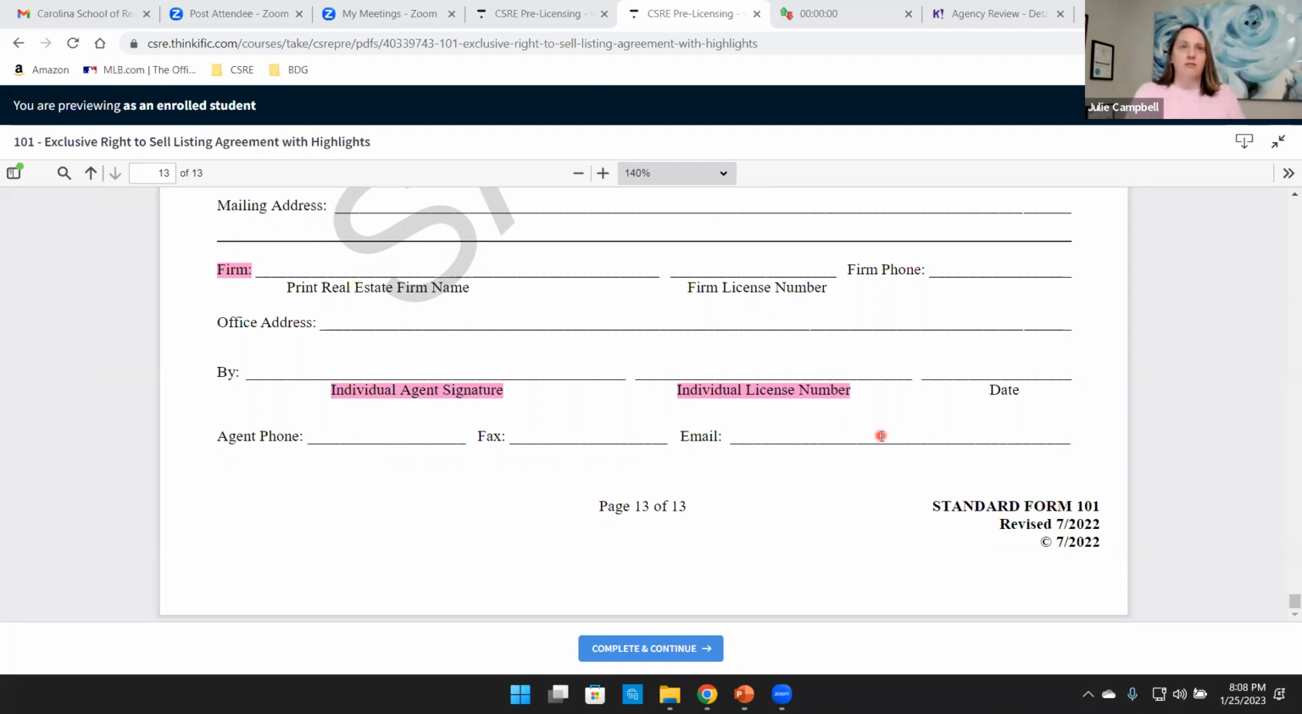Eventually, you will get to read the whole thing, because one day you're going to be sitting in front of a seller going over it with them, getting them to complete it. So we need to be familiar with it, but please don't try to be familiar with it now. Just focus on what you need for your test. We'll go through this in more detail in post-licensing. Your firm will go through it with you in detail. You will eventually learn this thing well.